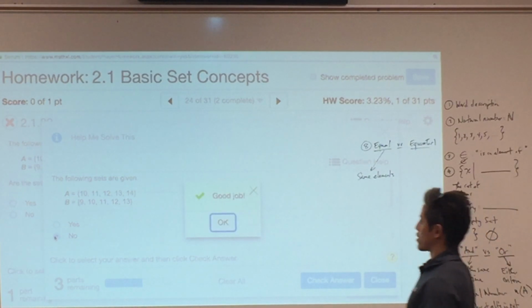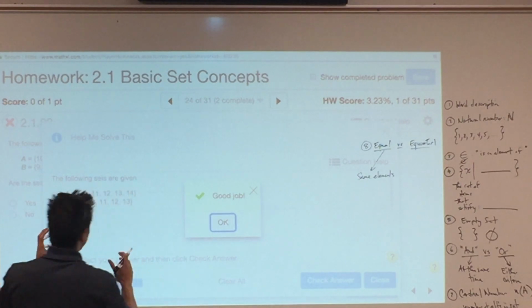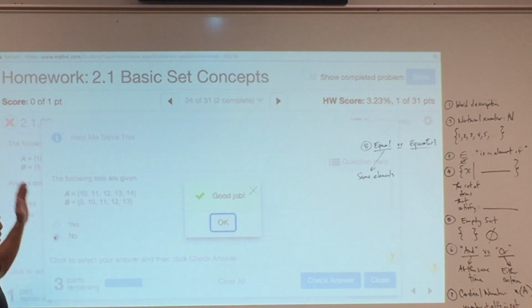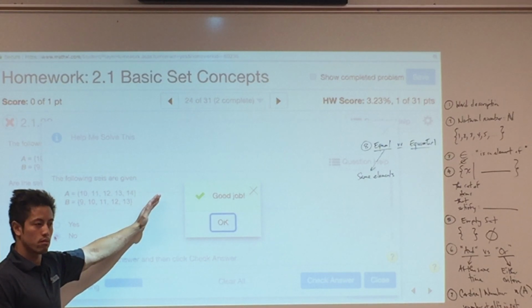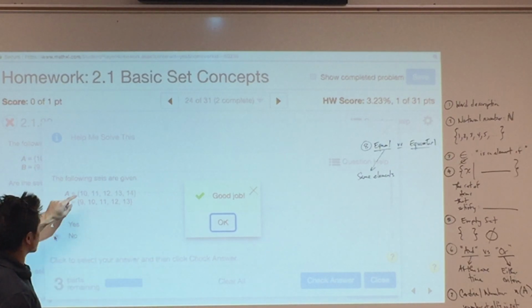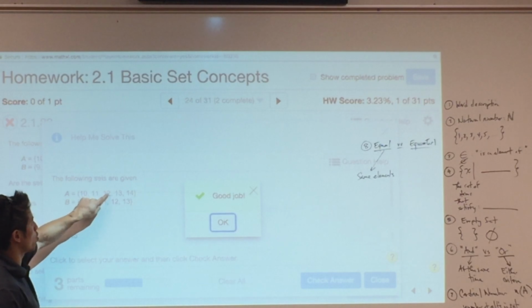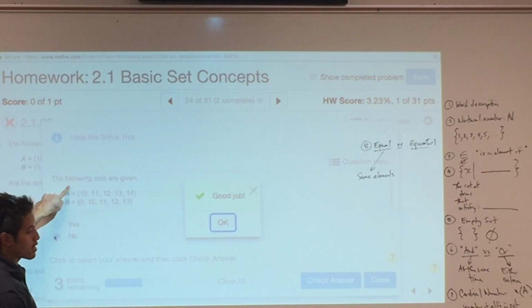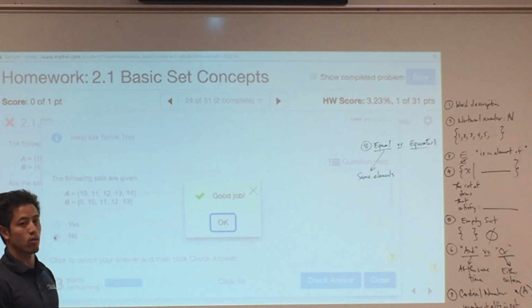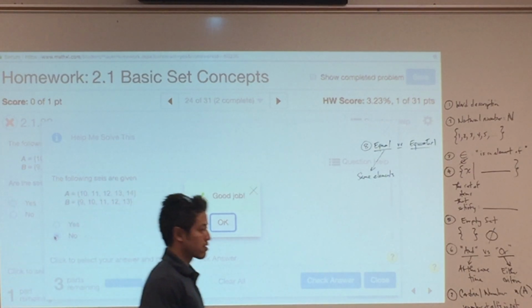So, for the sets to be equal, they literally have to match up in elements. Got it? So literally, I've got to see a 10 match with a 10, 11 and 11, 12, 12, 13, 13. Because this 9 is an outlier, I don't see 9 here, I don't see 14 here, they're not equal. Now let's go to the next thing.